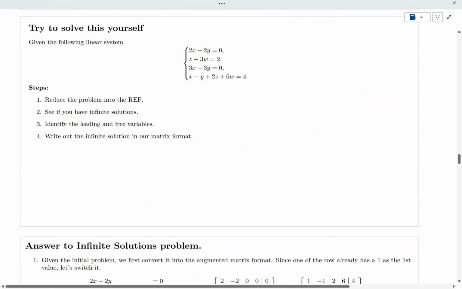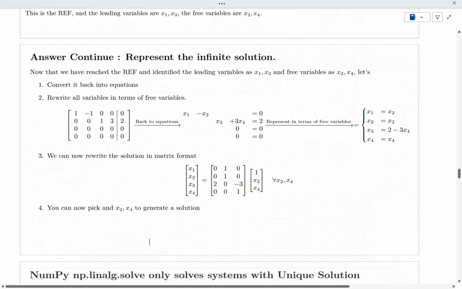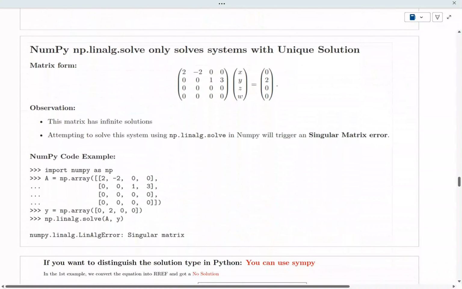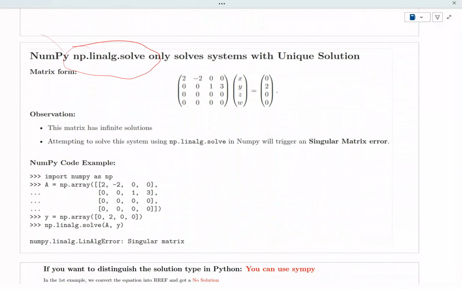You will need to do lots and lots of questions in order for you to get this. But hopefully, at this point, you get it. You have an idea. Now, in order for you to solve, in the last lecture, I told you that you can use solve to solve it. However, solve only works in NumPy. It only works if you have a unique solution. It will not work if there's no solution or infinite solution. It will just crash, in fact.